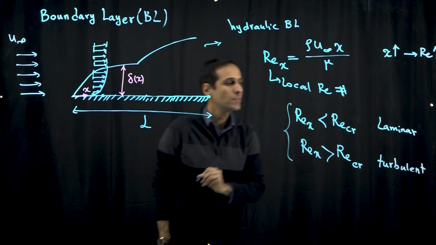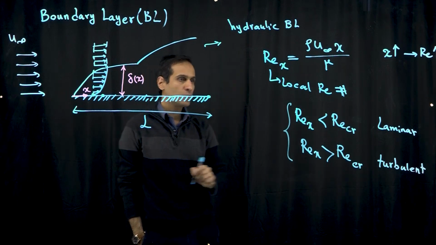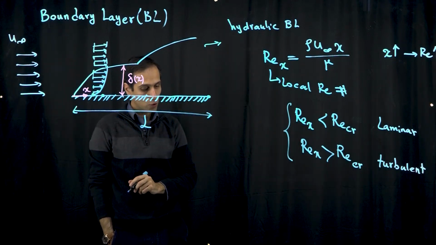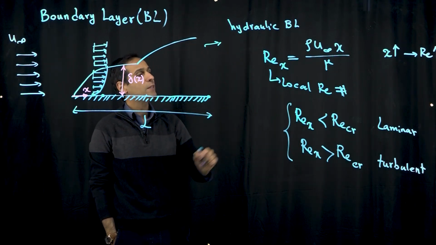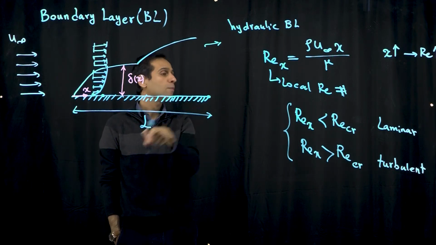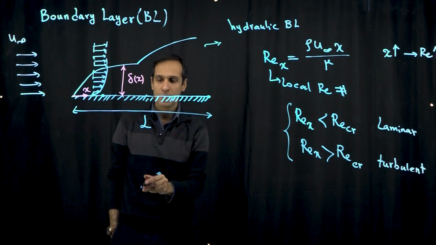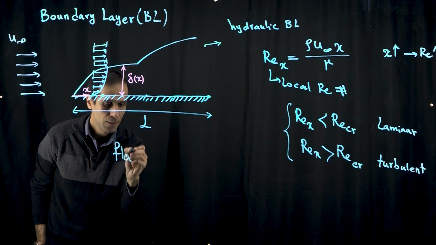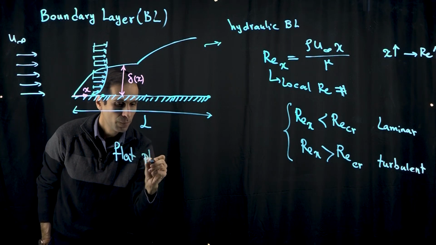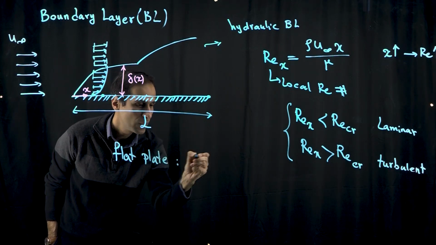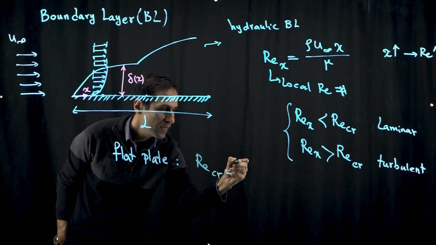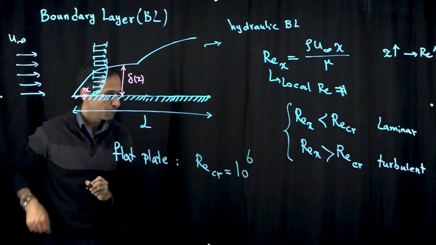We have two different scenarios based on the value of the local Reynolds number. What the critical value is depends on the geometry. For example, for this flat plate, which is a good example, the value is measured as 10 to the power 6.